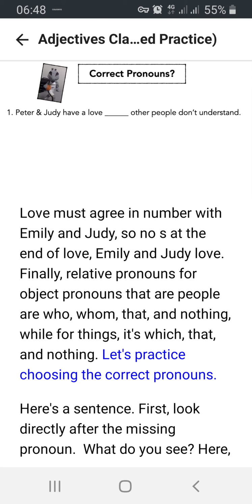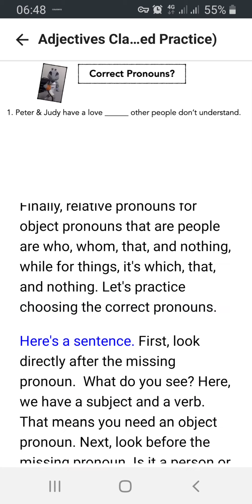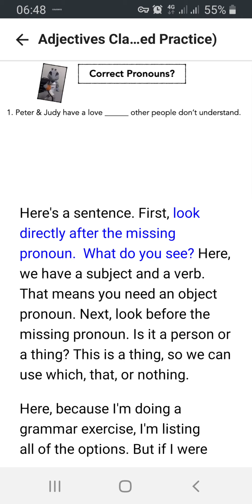Let's practice choosing the correct pronouns. Here's a sentence. First, look directly after the missing pronoun. What do you see? Here, we have a subject and a verb. That means you need an object pronoun. Next, look before the missing pronoun. Is it a person or a thing? This is a thing. So we can use which, that, or nothing.